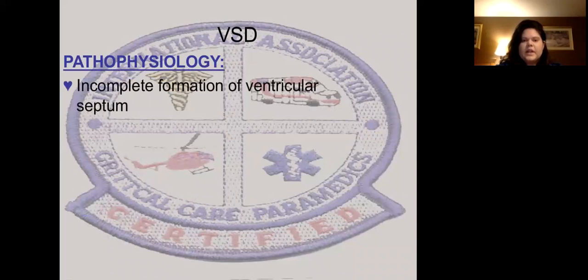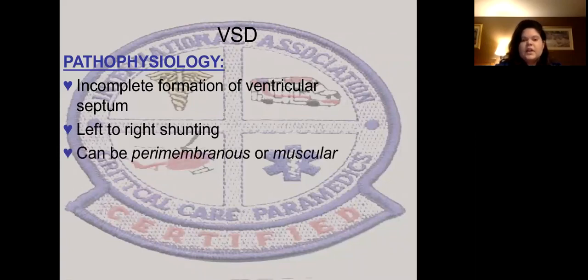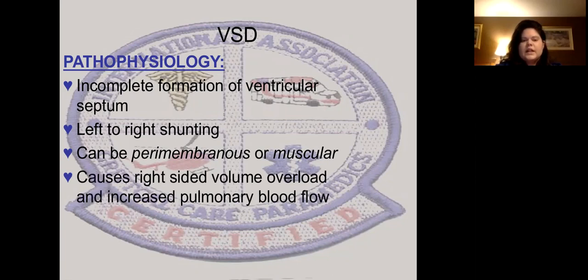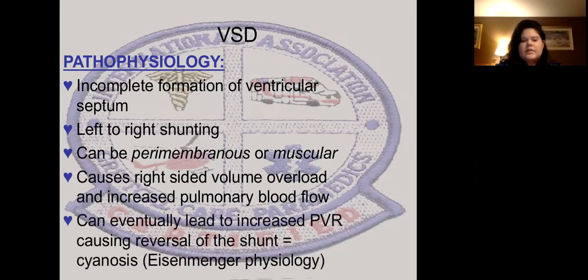In the patho of it, you have an incomplete formation of the ventricular septum. So you have left or right shunting. Typically it's muscular. It causes right-sided volume overload and increased pulmonary blood flow, again. It could eventually lead to an increased PVR, causing reversal of the shunt. So you would definitely have cyanosis.